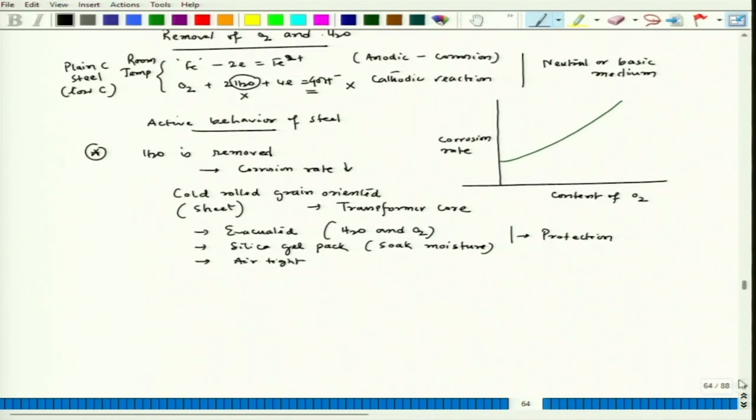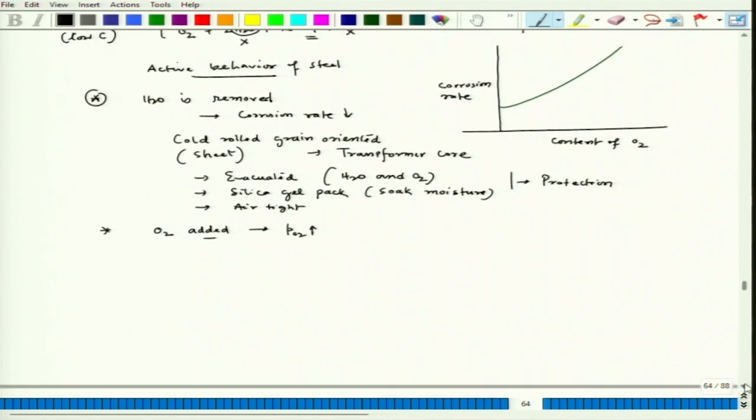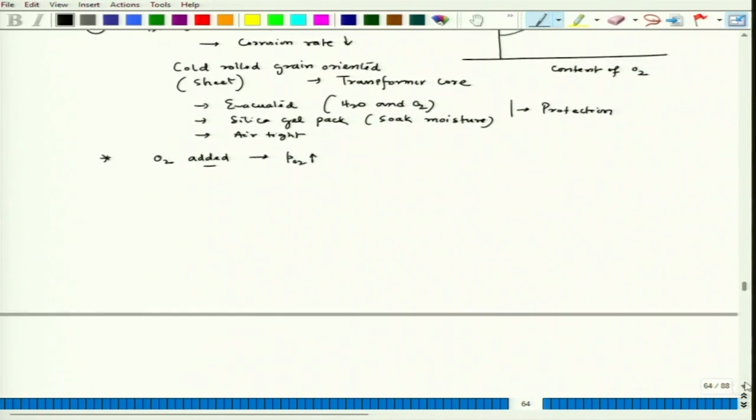Now, what happens if we talk about oxygen? Now, if we add oxygen, let us say add it. When we add oxygen, that means we can term it in terms of an increase in the partial pressure of oxygen. Okay? So, now what happens if we increase the partial pressure of oxygen, if the material shows active behavior? This is only possible when active behavior is shown by the material.